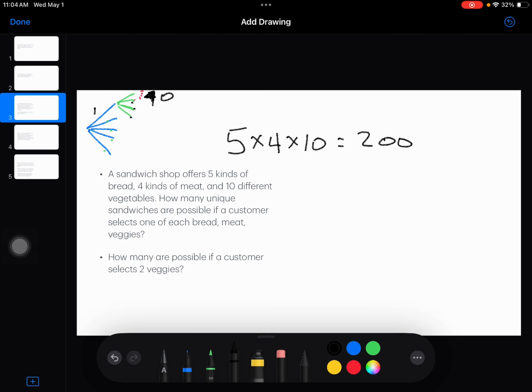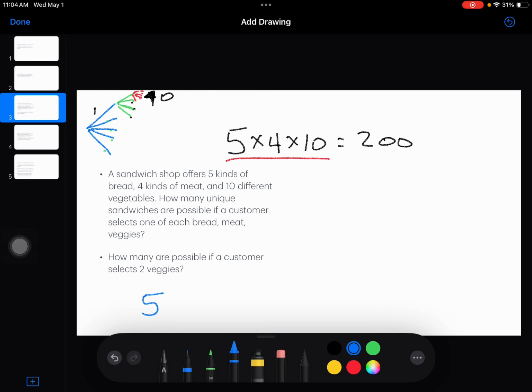And again, we could just draw out the tree diagram. It would be a big piece of paper. It would get really messy, and then we could count all of the distinct outcomes at the very right side of that tree diagram. Or fast forward, 5 times 4 times 10 equals 200. How about, though, if a customer gets 2 vegetables? And this is more common. It's rare that a customer will only be allowed to get 1 vegetable. Usually there's multiple allowances there.